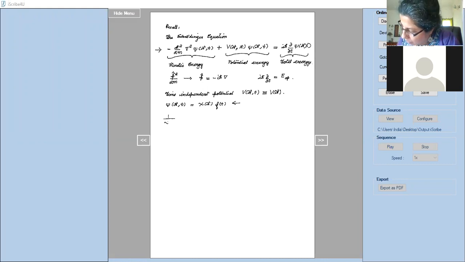So essentially, you will get something like this: one upon chi of r times minus h cross square by 2m del square chi of r plus V of r, and this is equal to one upon phi of t times i h cross dou by dou t of phi.